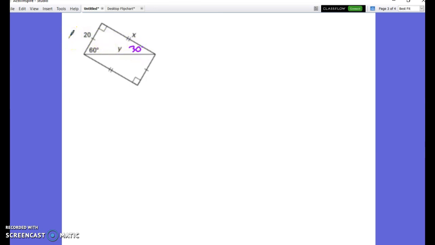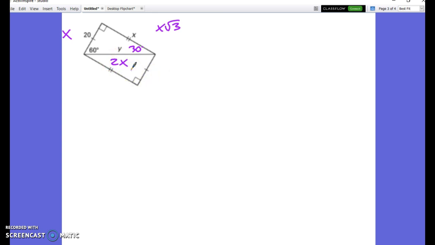90 plus 60 is 150. 180 minus 150 is 30. Good question, thank you. Across from 30 I put x. Across from 60 I put x root 3. And across from 90 I put 2x. That's just the ratio for a 30, 60, 90 triangle.